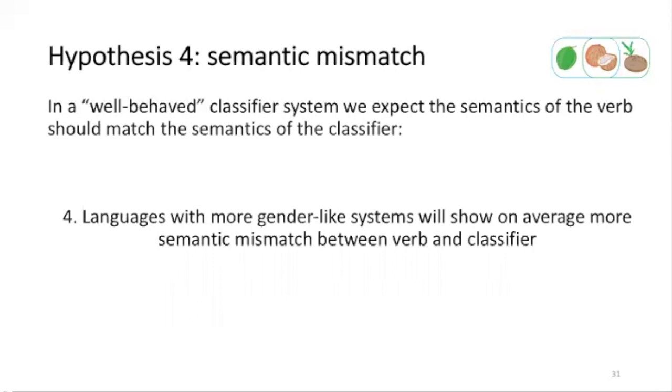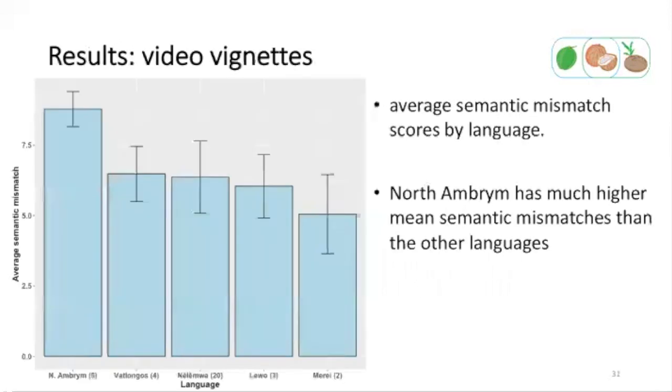So we hypothesize that languages with more gender-like systems will show on average more semantic mismatch between verb and classifier. And what we get is that North Ambrym has the most semantic mismatches, again shown on the left of the chart, and the results point to it being the most gender-like system in our sample again. The other languages function similarly, though Merei has the lowest average mismatch score, but the large variation in the results makes it hard to separate from the other classifier-like languages as well.